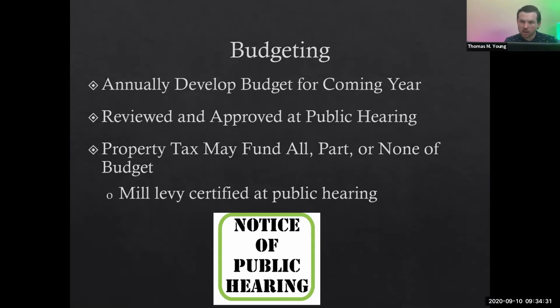Property taxes may fund all, part, or none of a budget. So obviously there are entities out there that get all of their revenue from their property tax levy. Some entities get none of it because they have other sources of income. The form lets you go through and calculate what that piece of revenue from the property taxes is that's needed. And ultimately, the mill levy is certified at a public hearing, so everybody can go have a chance to speak or hear what's happening. None of this is happening behind closed doors. It's not secretive.